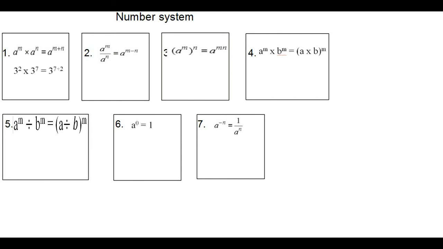For example, 3 power 2 into 3 power 7 can be taken as 3 power 2 plus 7, which is equal to 3 power 9. Why? Because the bases are equal and they are in multiplication form. So the powers can be directly added.